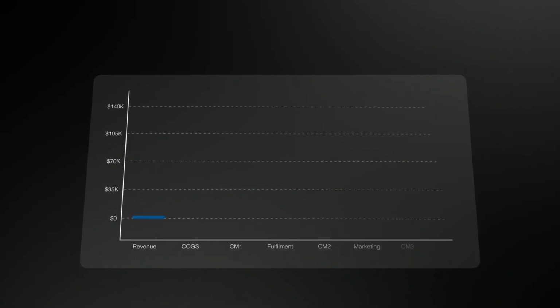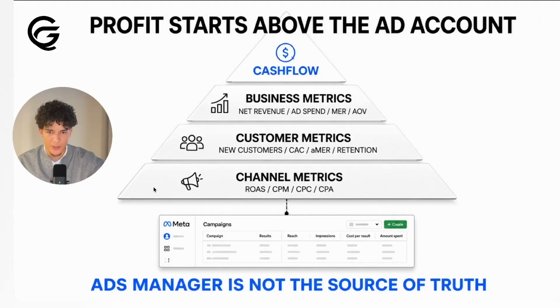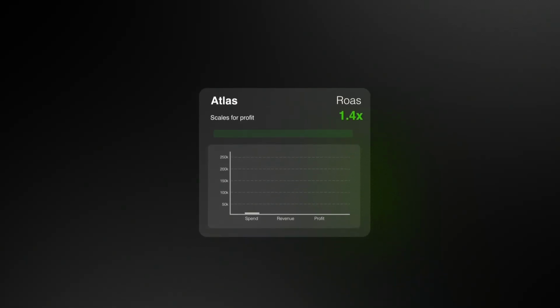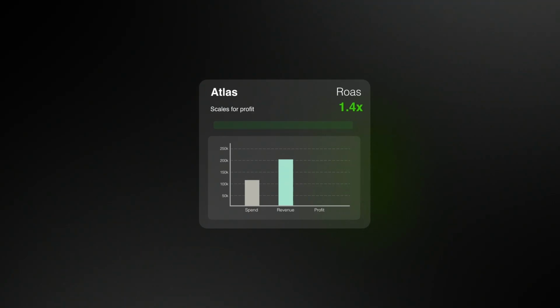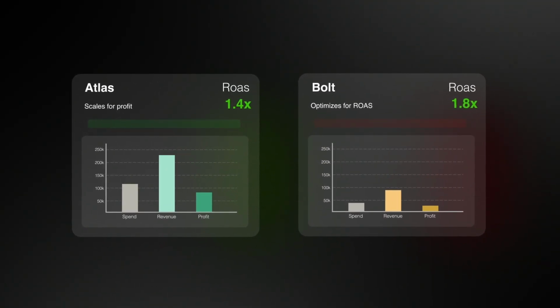CM3 means contribution margin three, and in simple terms, it's profit before fixed costs. So CM3 shows how much profit your marketing creates before rent, salaries, software, finance costs, and other fixed expenses, right? But what you have to understand about CM3 is that you can have a strong ROAS, but a weak CM3, while there are other brands that have a lower ROAS, like 1.2, 1.3, and a stronger CM3. And so we have brands that optimize on a 1.4 return on ad spend and are more profitable than brands that have a 1.8 return on ad spend.